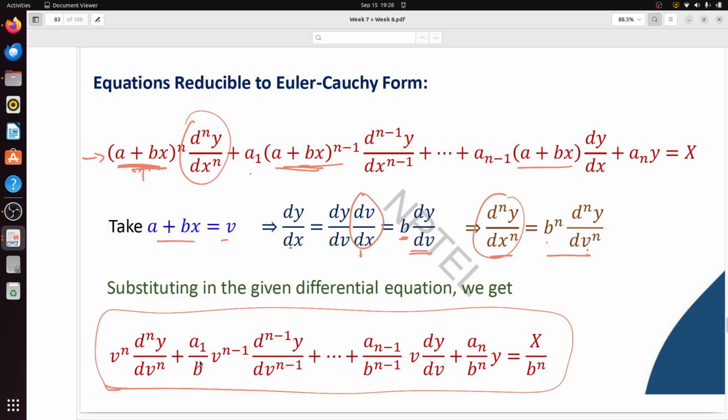This b you have to just divide below. That is nothing like a1, just b, you substitute it as v, and then first use v, and then once again you use z equal to ln v. Then also you can proceed similarly to Euler-Cauchy form and solve it. So there are two transitions. First you substitute a plus bx as v, and then you take one more substitution, z equal to ln v.